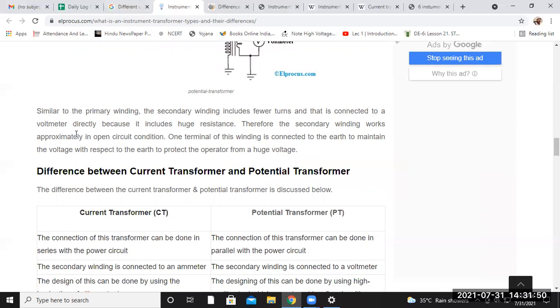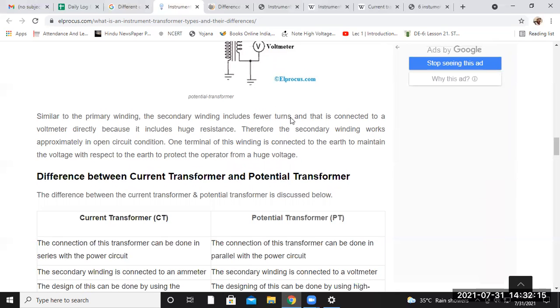Therefore, the secondary winding works approximately in open circuit condition. In the current transformer, as we have discussed, the secondary works in short circuit condition, but this potential transformer works in the open circuit condition. One terminal of this winding is connected to the earth. As you can see, one terminal is connected to the earth to maintain the voltage with respect to the earth, to protect the operator from a huge voltage.